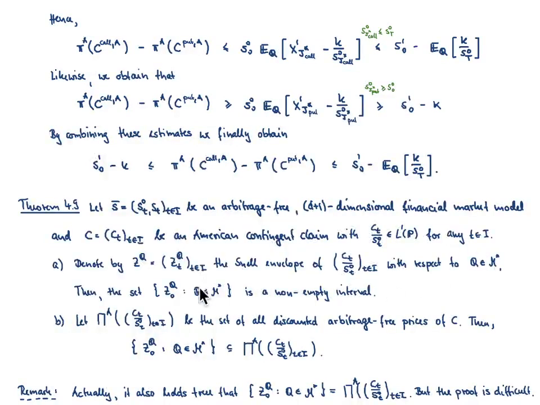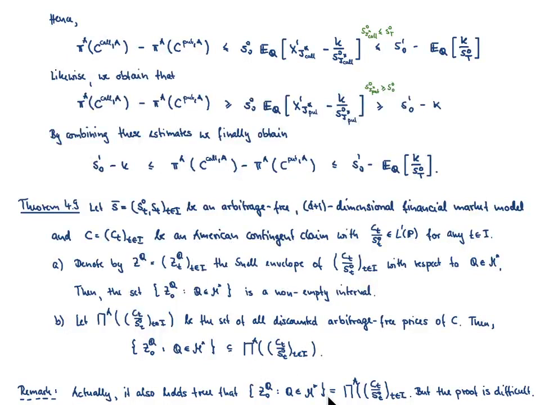So first of all, the set of all values given by the corresponding Snell envelope of our discounted American contingent claim with respect to the corresponding equivalent martingale measure, evaluated at time point zero, is first of all non-empty and second an interval. And moreover, we will show that the set of all discounted arbitrage-free prices of the American call option, or this American contingent claim C, contains exactly that set of all initial values of the corresponding Snell envelope with respect to the choice of the equivalent martingale measure. And actually, even more holds true, namely, it's not only a subset, actually equality holds true.